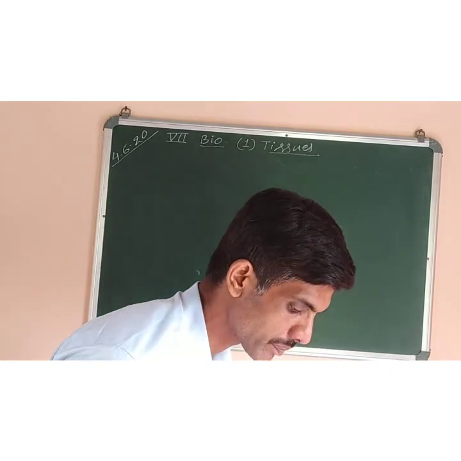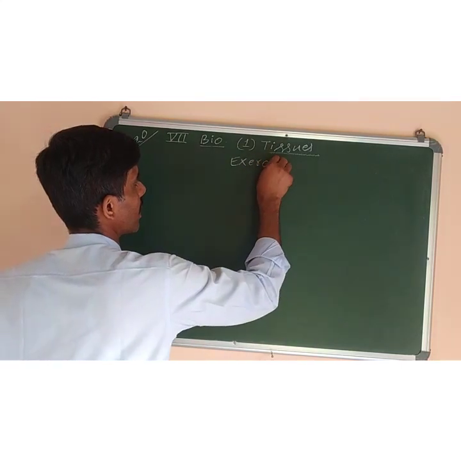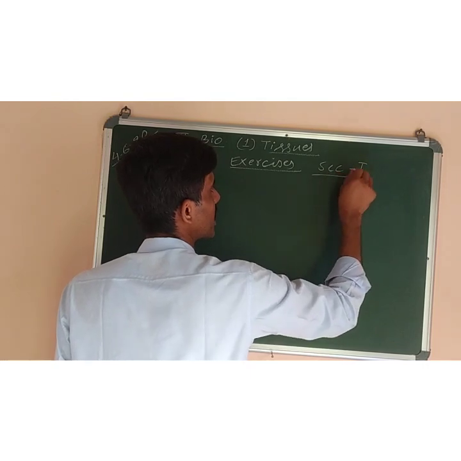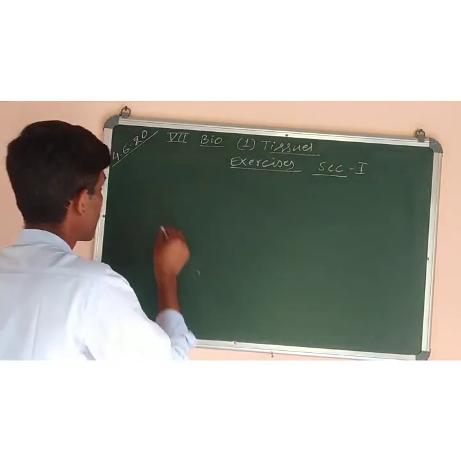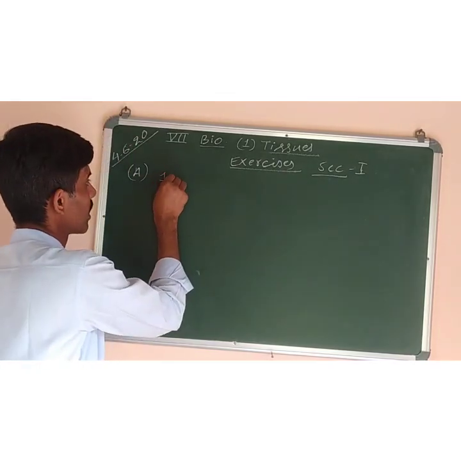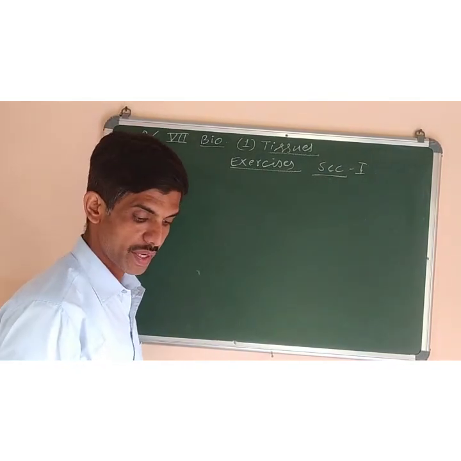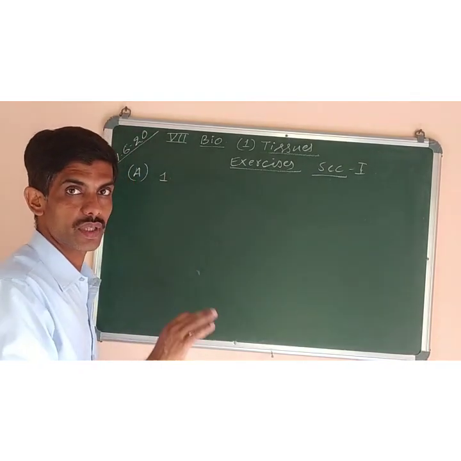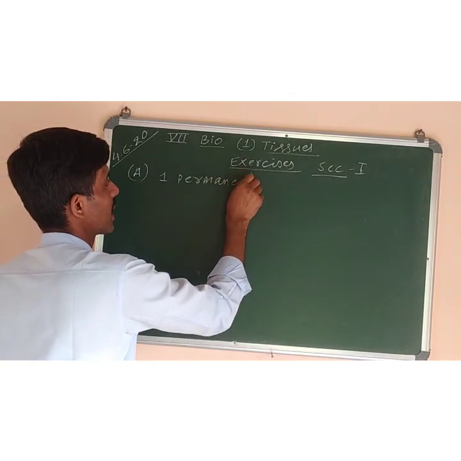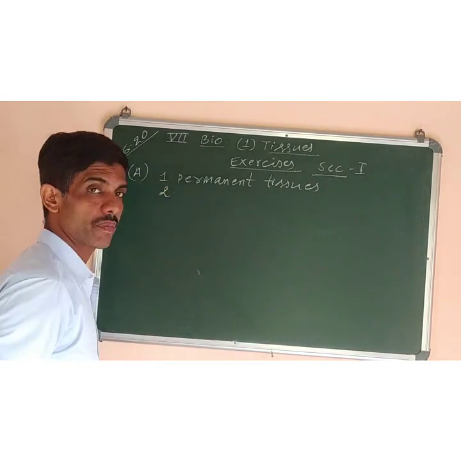First is section 1 of the exercises, in which all the objective questions are there. The first question is A, name the following. I read out the first question: tissues made up of cells that do not have the ability to divide. Such plant tissues that cannot divide are called permanent tissues. So I will explain the answers also. Why is the answer permanent? Because they are made up of cells which have lost the power of division.